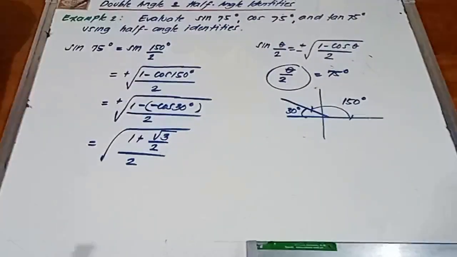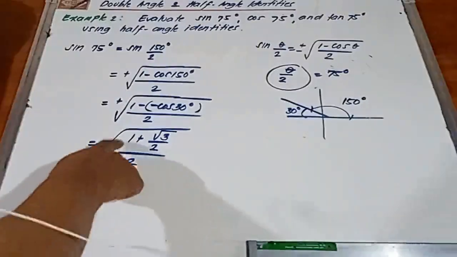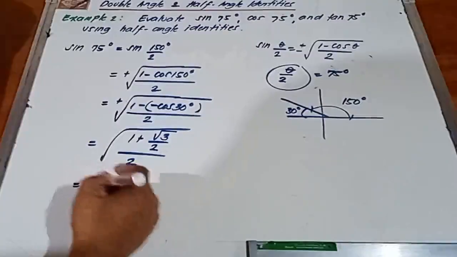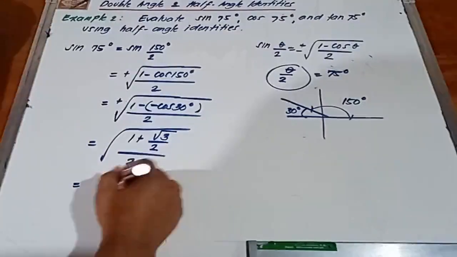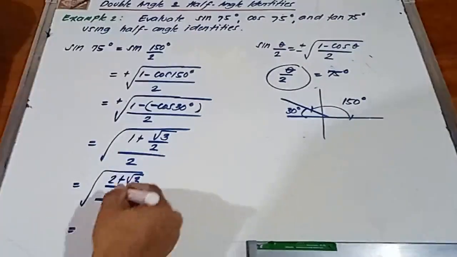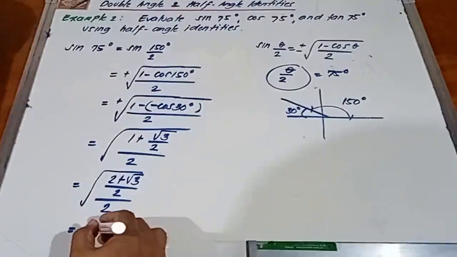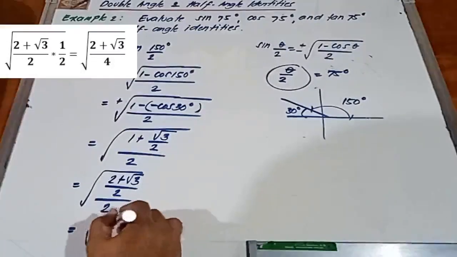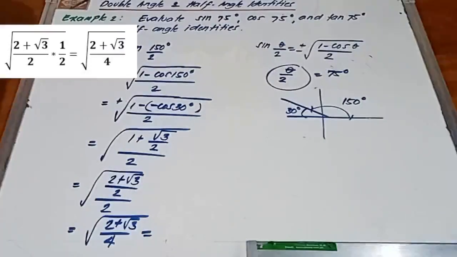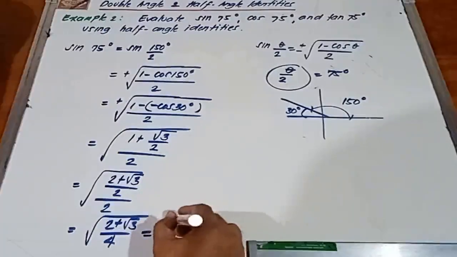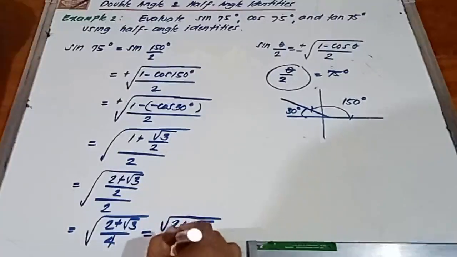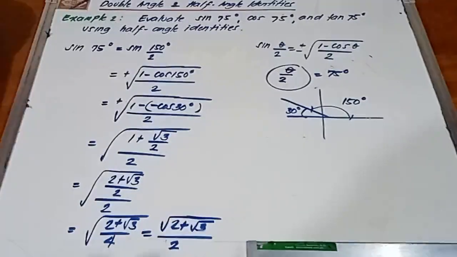Okay, so next is, we get the LCD para ma-add natin itong dalawa na 1 and square root of 3 over 2. So, we have 2 plus square root of 3 over 2 over 2. Okay. So, this is equal to, mapapailalim to. So, we have square root of 2 plus square root of 3 over 4. Now, we have on top, that is equal to square root of 2 plus square root of 3 sa loob. Square root of 4 is 2. Okay? So, ito yung sagot natin.